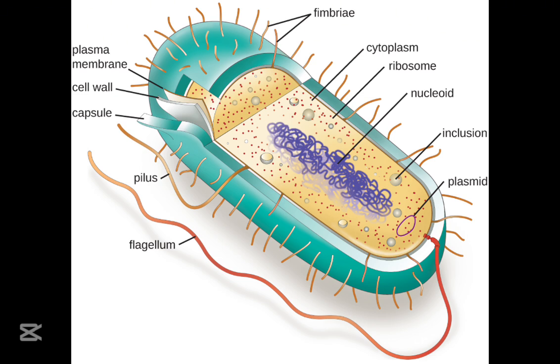For example, while they lack mitochondria, many prokaryotes can still perform cellular respiration, but they use their cell membrane to generate ATP. Oh, I see. So it's like they figured out how to generate power without needing a dedicated power plant. Precisely. They're incredibly adaptable.